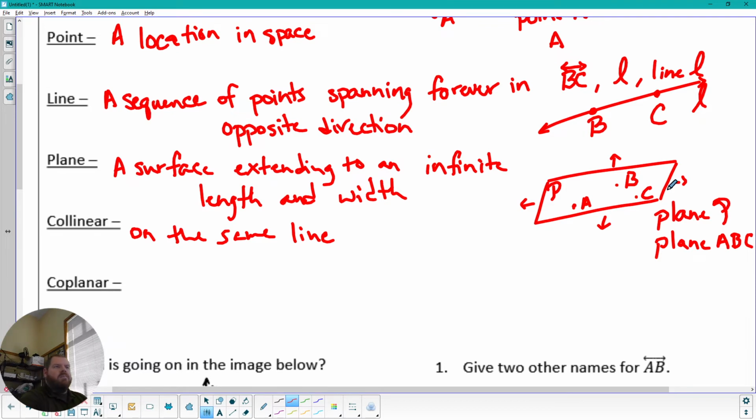Okay. The last one is coplanar, which on that same idea means on the same plane.